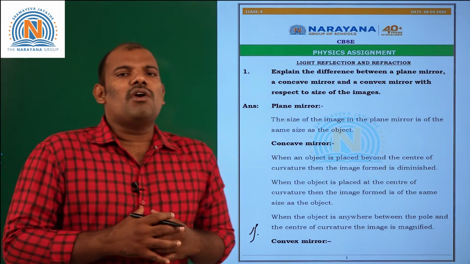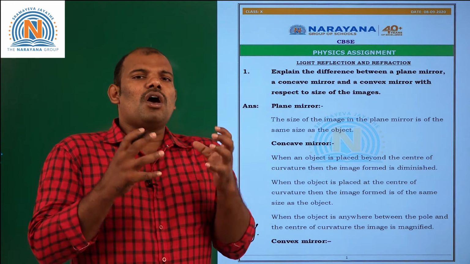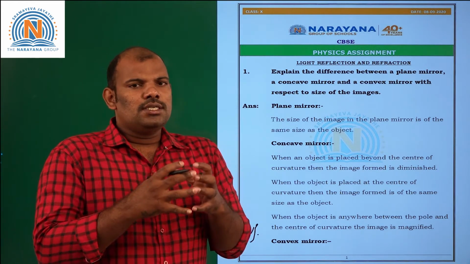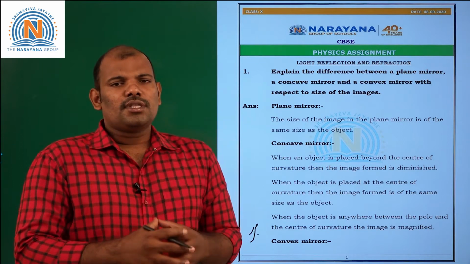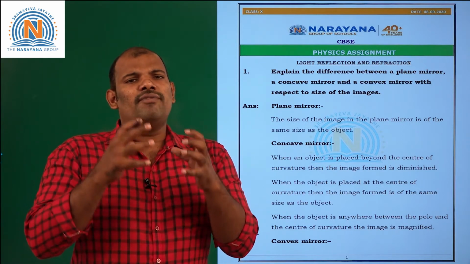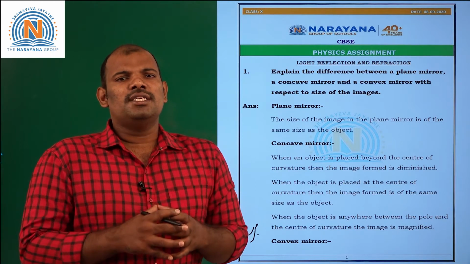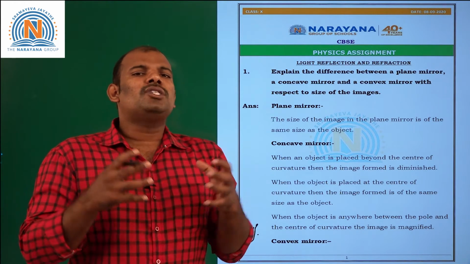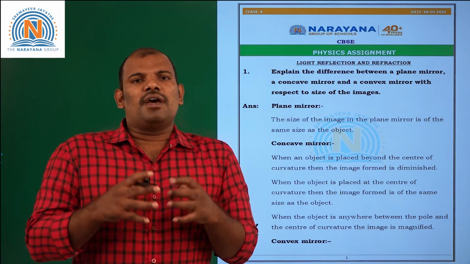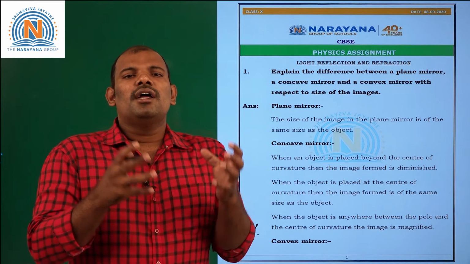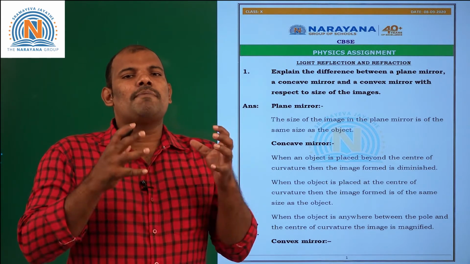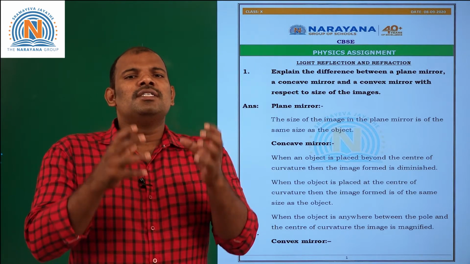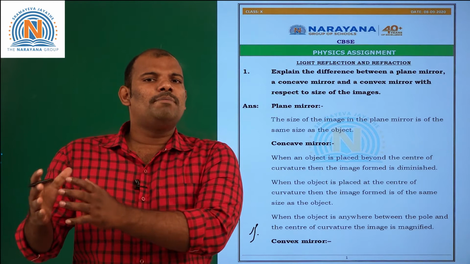In case of concave mirror, we get three types of images. One is diminished image, a second one is magnified image, and the third one is same size. Diminished image. When you place the object beyond the center of curvature, you will get a diminished image. And when you place the object at center of curvature, you will get same size as the object.